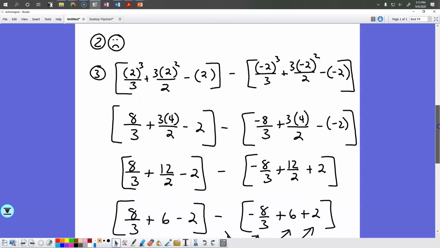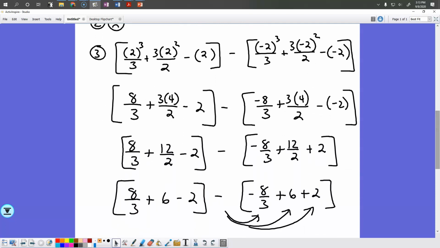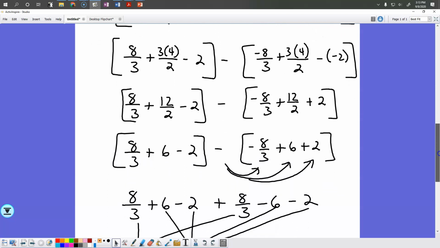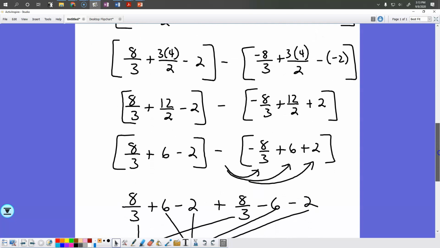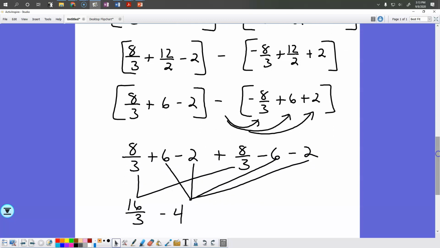12 over 2 is 6. Now, this one we didn't have zeros, right? So we actually have to distribute that negative in, which changes all the signs. So that's what I get after changing all the signs. And then I combine the fractions that have the same denominator. So the 8 over 3 and the 8 over 3 can be combined, and all the non-fraction numbers can be combined. And this is what I got.